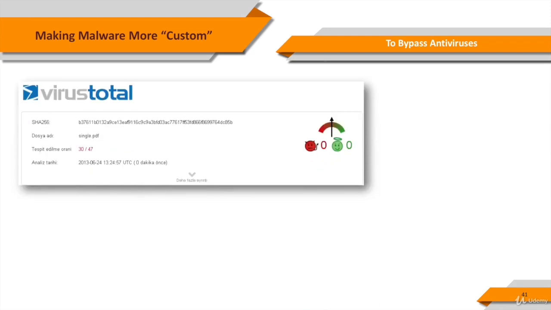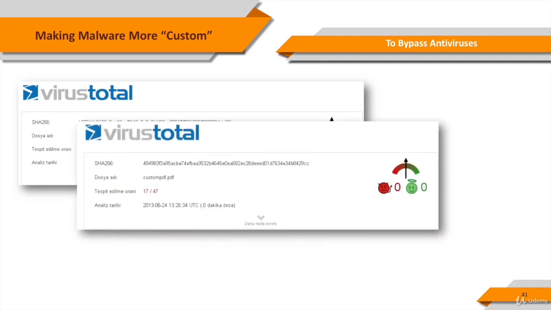In the first picture, a Windows/Meterpreter/reverse_TCP payload embedded PDF file is scanned in virustotal.com. No obfuscation or customization was performed, so 30 of 47 antivirus programs detected it. In the second picture, a custom payload using the Windows/Meterpreter/reverse_HTTPS payload of Metasploit was created by Veil and embedded into the PDF file. 17 of 47 antivirus programs detected the malware.